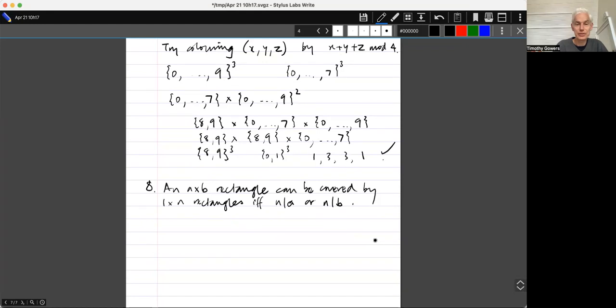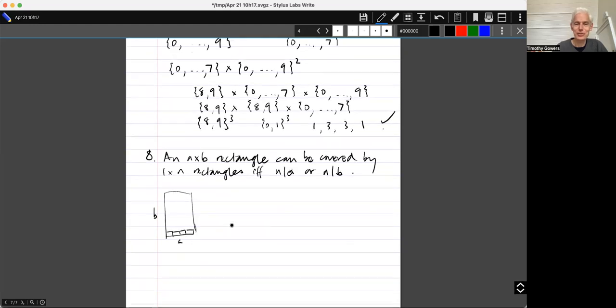If n divides A or n divides B, then obviously, if n divides A, for example, I'll just draw that. If n divides A, then we can just do a rather obvious covering. It's really annoying that colour and cover are very close to being the same word. I've made that mistake many times already.